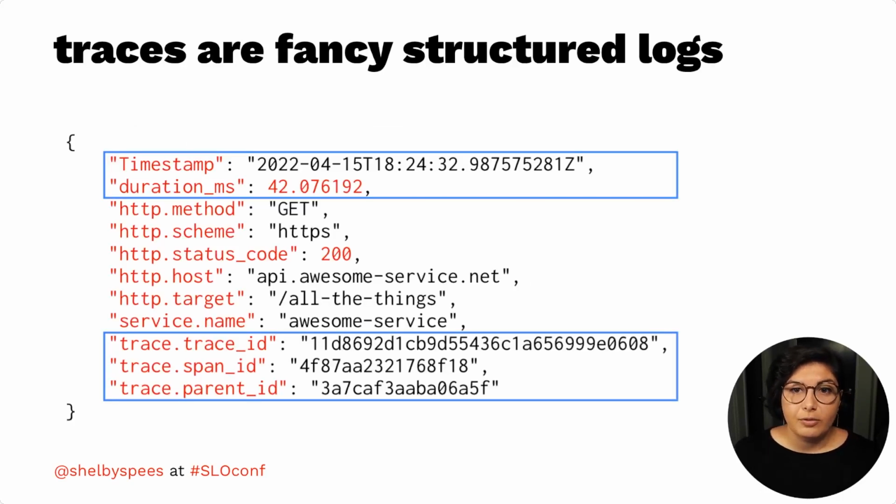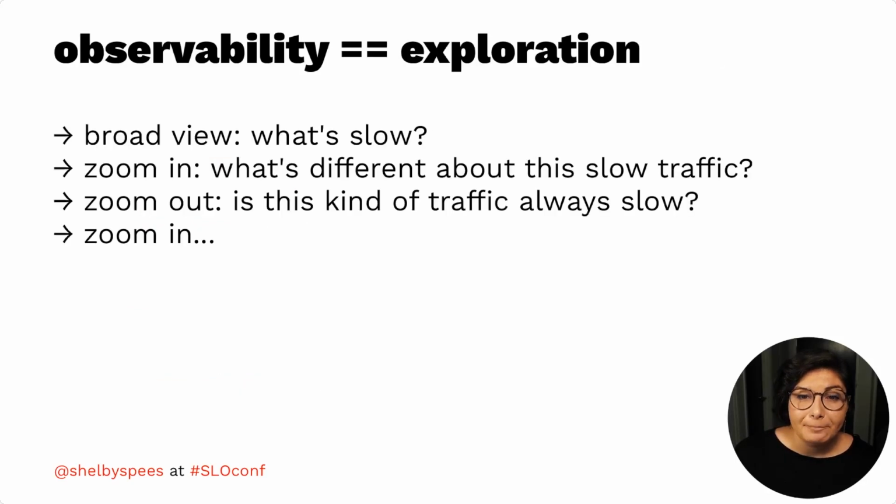While tracing libraries do a lot of work to keep track of trace state, the actual data they generate is basically just structured logs that have a couple of extra special fields to connect them up. But what those connections give us is the ability to see the relationship between events, and that's why tracing makes such a huge difference for debugging.